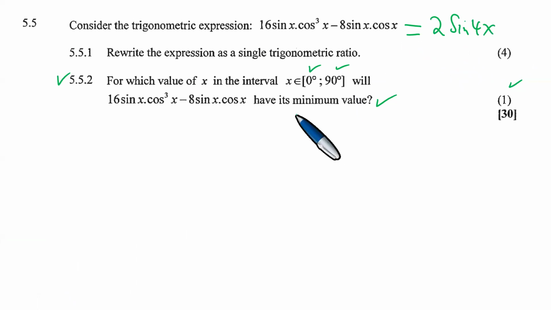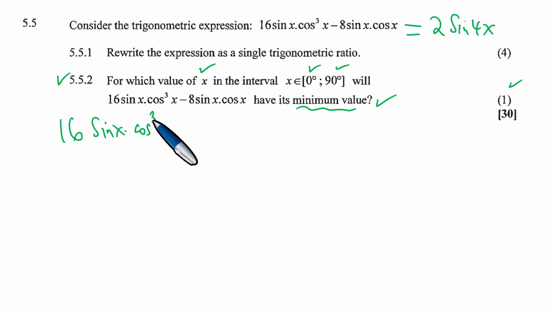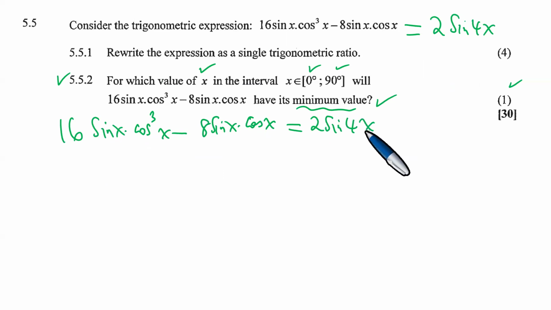Yeah, you're on point, because we'll speak about the minimum value. But you want the value of x, for which value of x? If you have 16 sin x cos cubed x minus 8 sin x cos x, and this expression is equal to this, this becomes an identity, because this equals this. It's true for all values of x. It's called an identity. It's a law in trigonometry. Now, for which value of x in the interval will this expression have its minimum value?